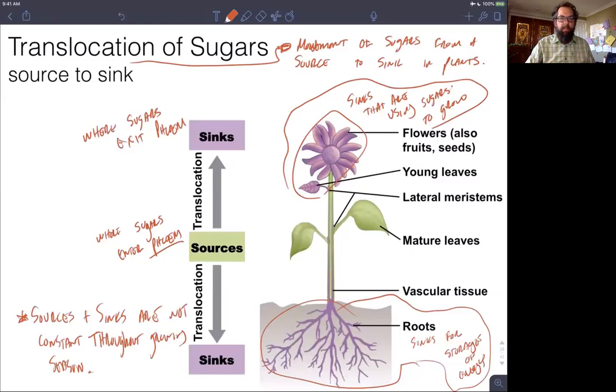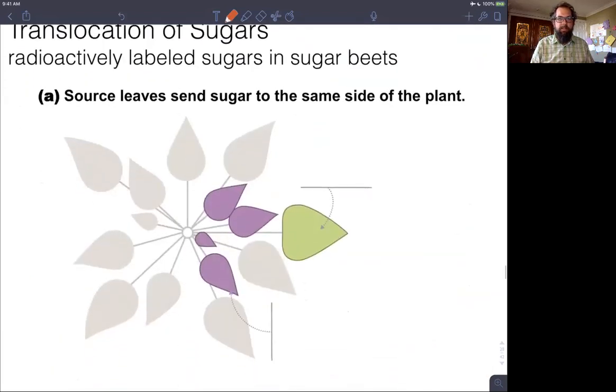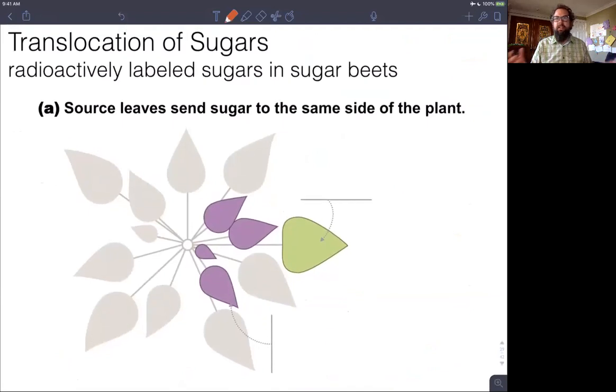The other thing that I want to mention is that sources and sinks are actually physically related to each other. So source leaves will send sugars to the same side of the plant. That's something that I think is really cool. It actually was determined experimentally, and so I just want to describe real quickly how we know this.